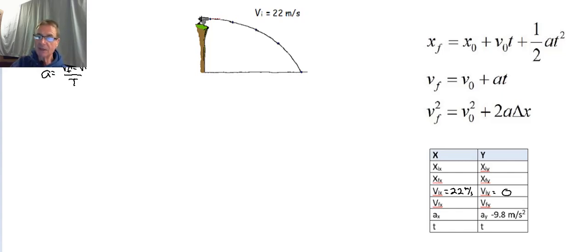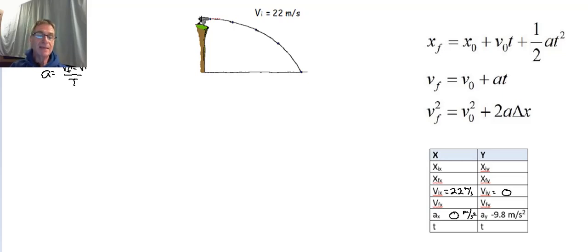So in the x dimension, my acceleration for just about all projectile motion problems that we're going to do is going to be 0 meters per second squared. Okay? Now, how about our acceleration in the y direction?